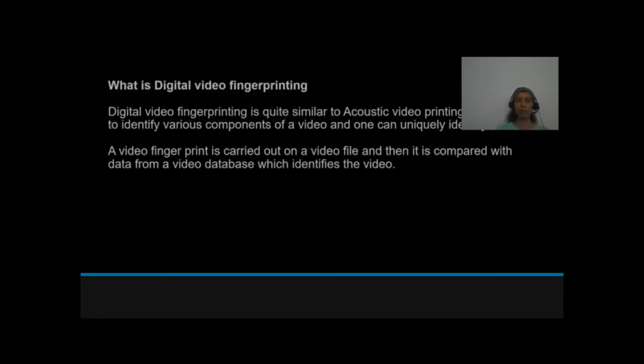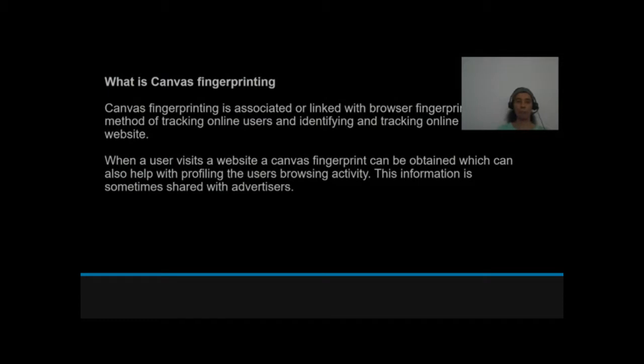What is digital video fingerprinting? Well, digital video fingerprinting is quite similar to acoustic fingerprinting. It's basically the same thing. You take a summarized part of a video, so you identify various components of a video, and then you compare it with a database. And if there's a match, then you know, hang on, I've got a match, and this material is no longer protected in terms of copyright. So it works just the same way as acoustic fingerprinting.